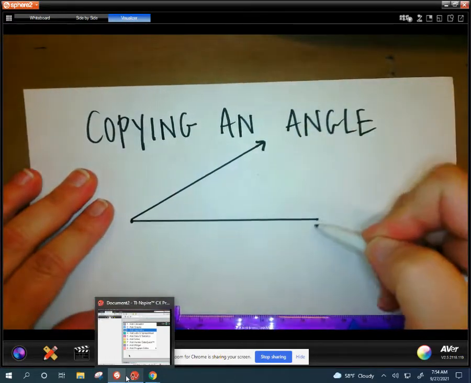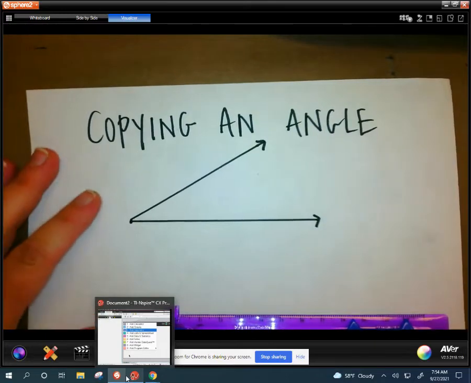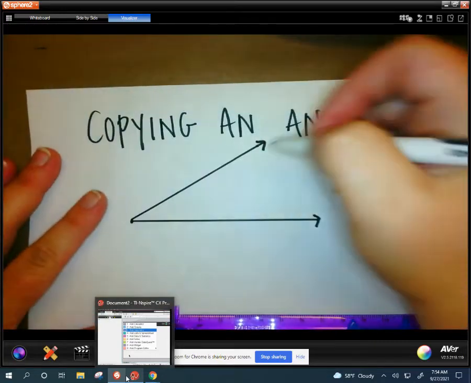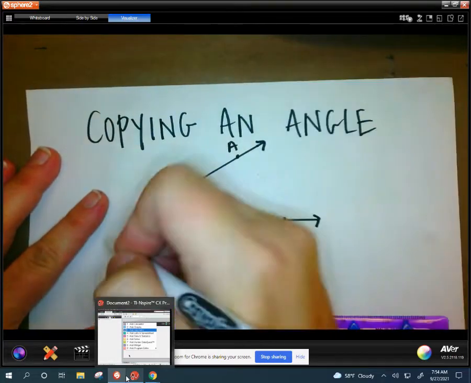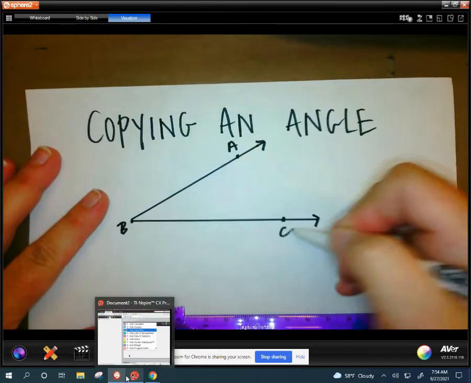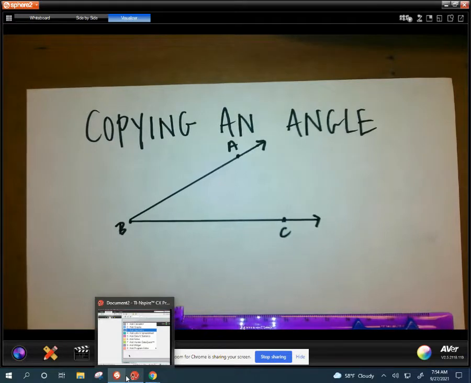So we can put points on all three. So we have a name for this angle. I'm going to call it A, B, C. And now I'm going to construct one that is congruent to it.